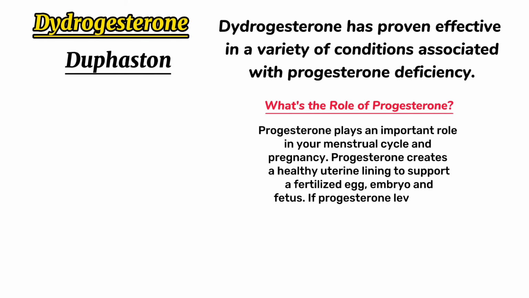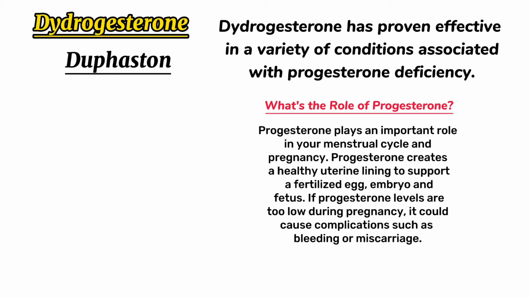Progesterone plays an important role in your menstrual cycle and pregnancy. Progesterone creates a healthy uterine lining to support a fertilized egg, embryo and fetus. If progesterone levels are too low during pregnancy, it could cause complications such as bleeding or miscarriage. Dydrogesterone is a synthetic progesterone.